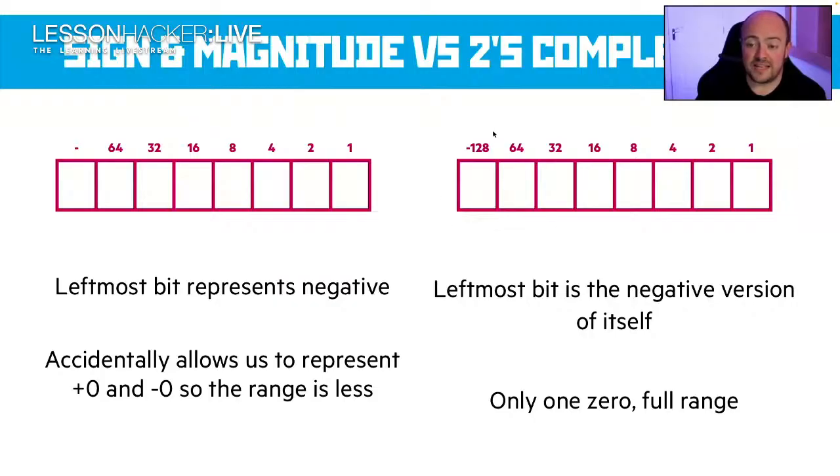2's complement is much better. Basically, the most significant bit is the negative version of itself. And that means that we have the full range and only 1 zero. It does make the maths a little bit harder, though, because when you're working out what's going on here, you're adding up a negative number. But 2's complement is usually the way forward and is the way you'll have your floating point arithmetic questions usually set up. So do be aware of that.